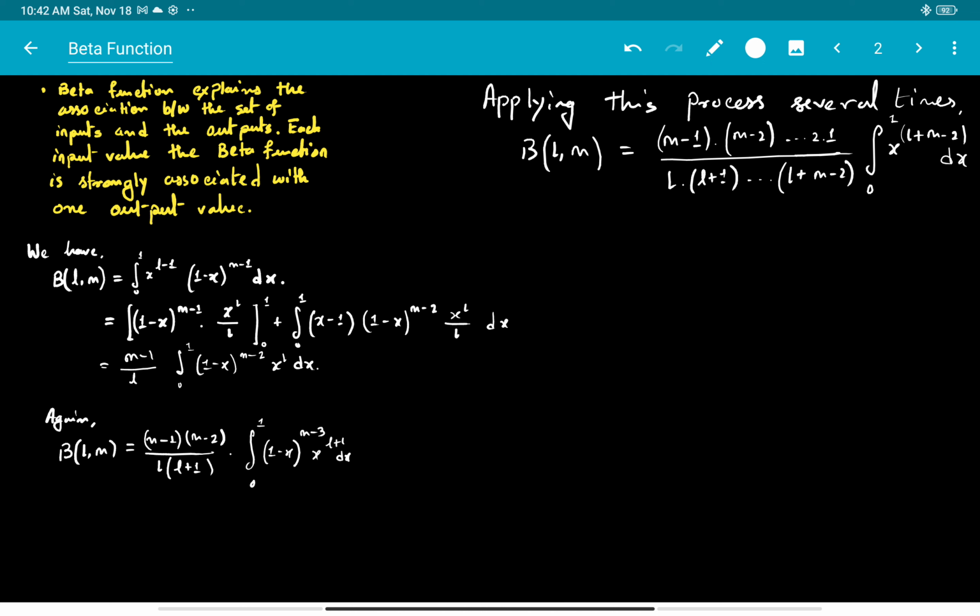Okay, well, if we do so, the numerator turns into (m minus 1) factorial. And the denominator will be L times (L plus 1) times, up to L plus m minus 1.